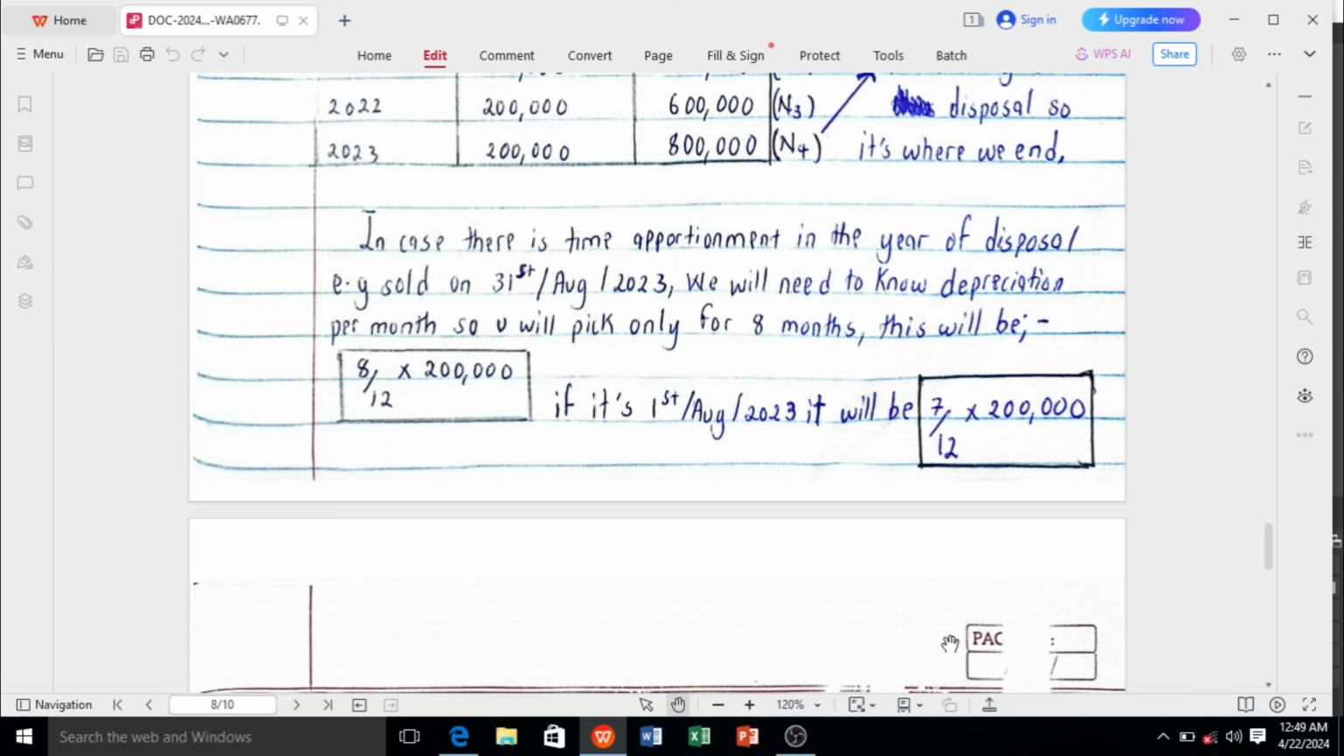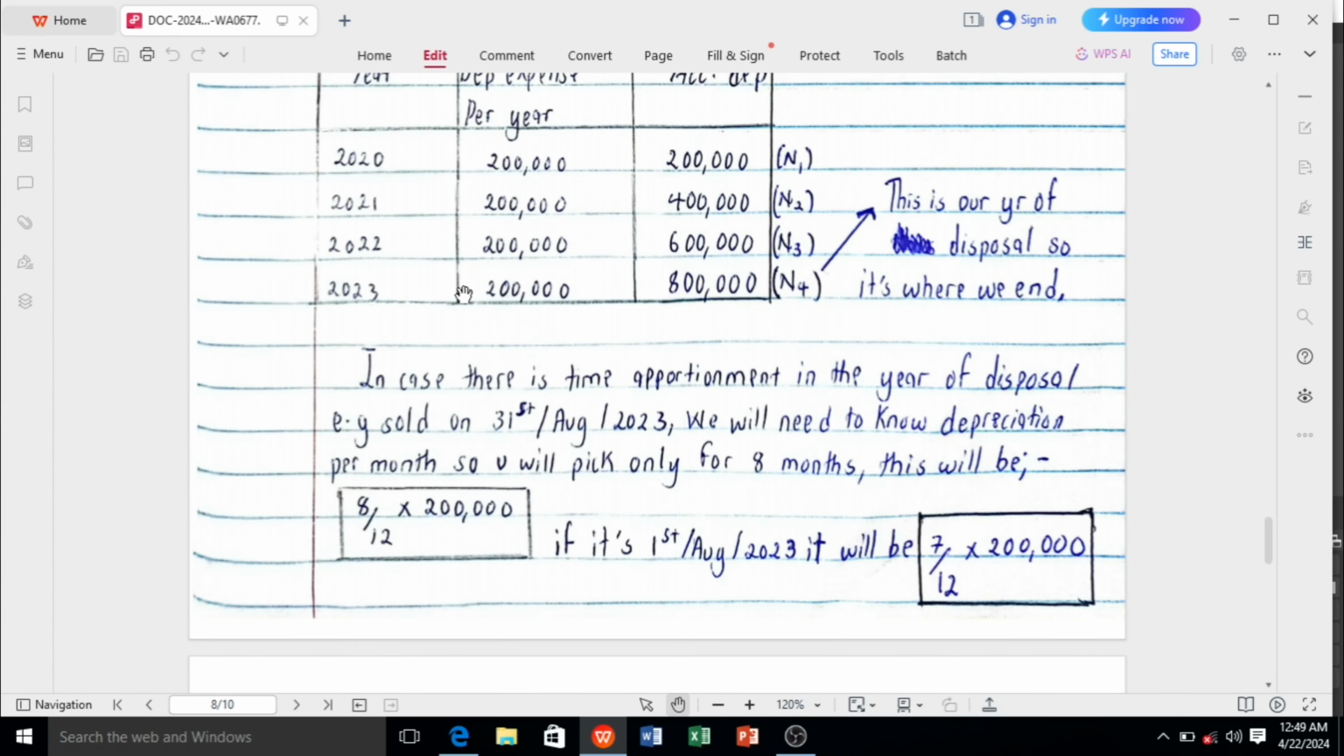So I also want you to note that in case there is time apportionment in the year of disposal, for example, if the asset was sold on 31st August 2023, we will need to know depreciation per month. So we will pick only 8 months. This will be 8 out of 12 times the 200,000. So the portion we get here, we drop it here.